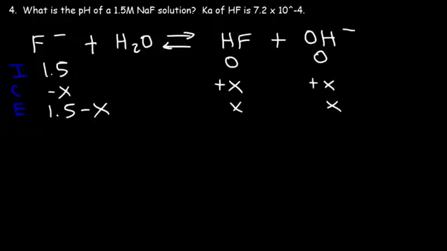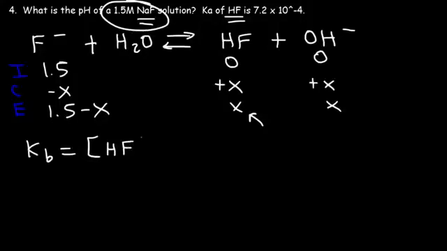Now, we need to find Kb because fluoride is a weak base. We have sodium fluoride in the solution, not HF. We're going to have a small amount of HF, but for the most part, we have a large amount of sodium fluoride. So we need to use Kb. Kb is going to equal the products divided by the reactant. So let's go ahead and find Kb.